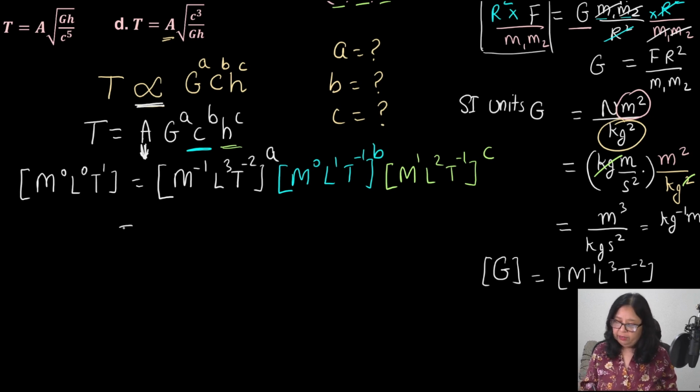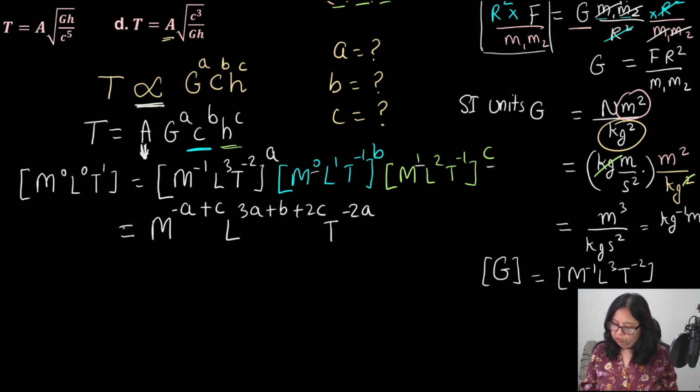All right, now let's go ahead and collect the factors with the same base on the right-hand side. What do we get? M to the power minus A, 0 times B is just 0, and here we have plus C coming from here. L to the power 3A plus B plus 2C. Then we have T to the power minus 2A minus B minus C.